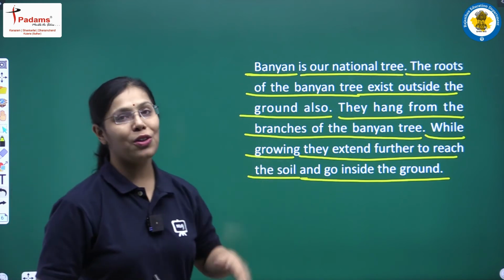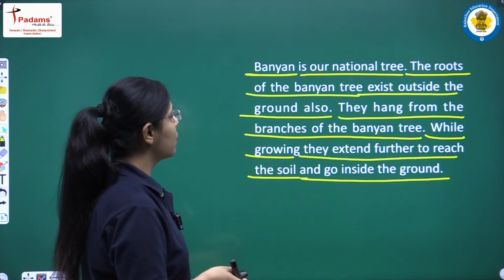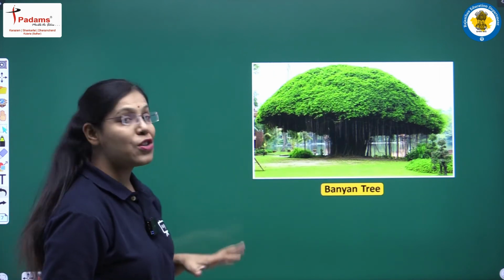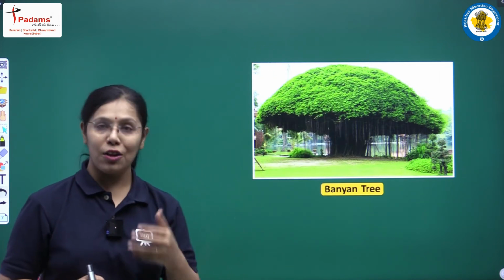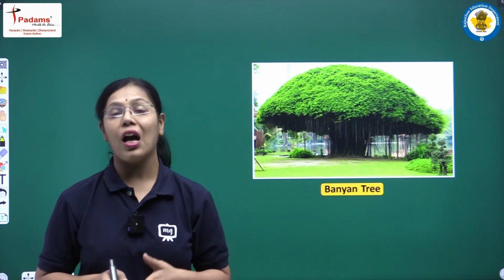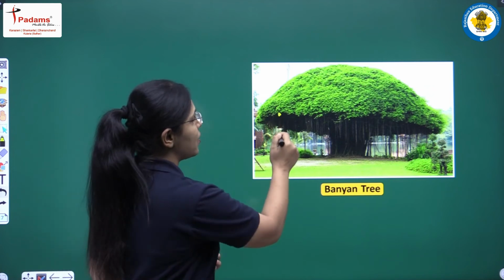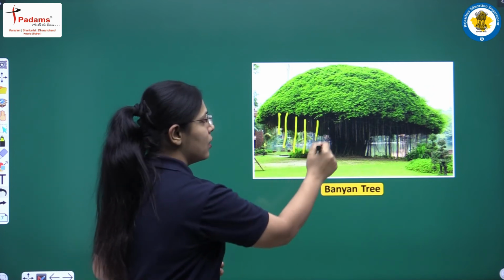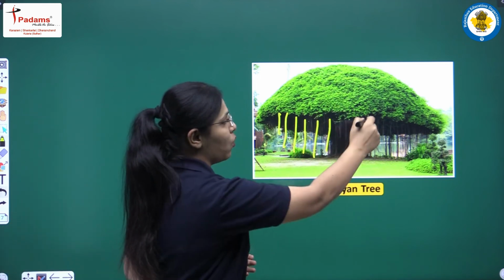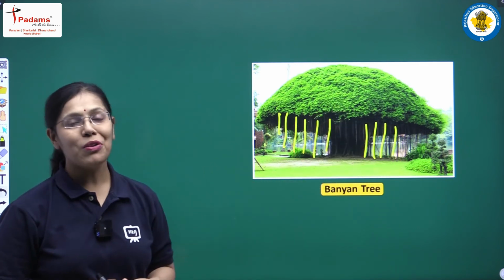So let's have a look at banyan tree. So here you can see a banyan tree. This is a very large banyan tree, and generally if you have seen a banyan tree in real, you'll see that banyan trees are very large trees, and here you can see the roots which are coming from the outer area, the upper area, and then again they go back to the soil also. So this is about banyan tree.